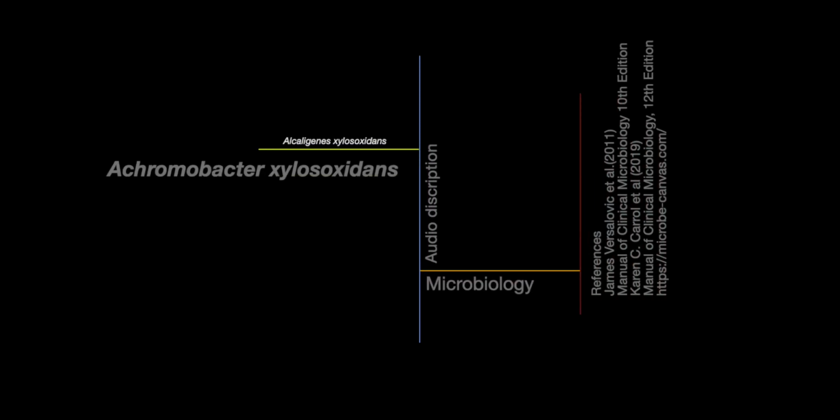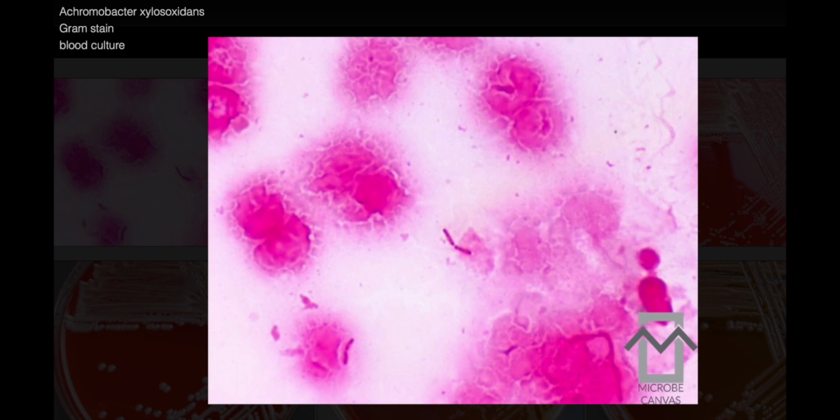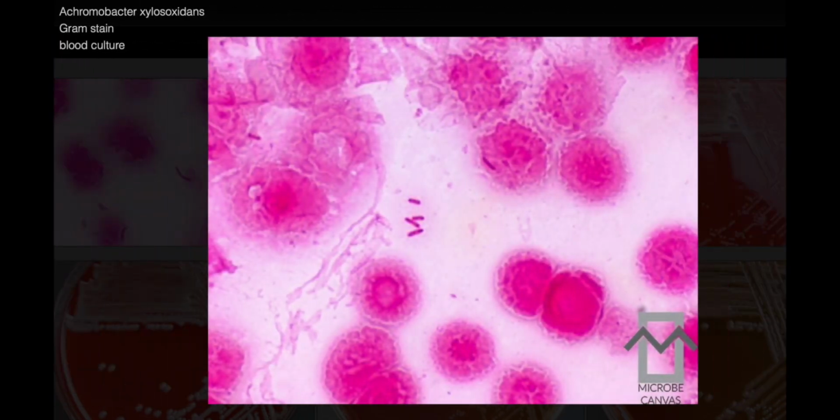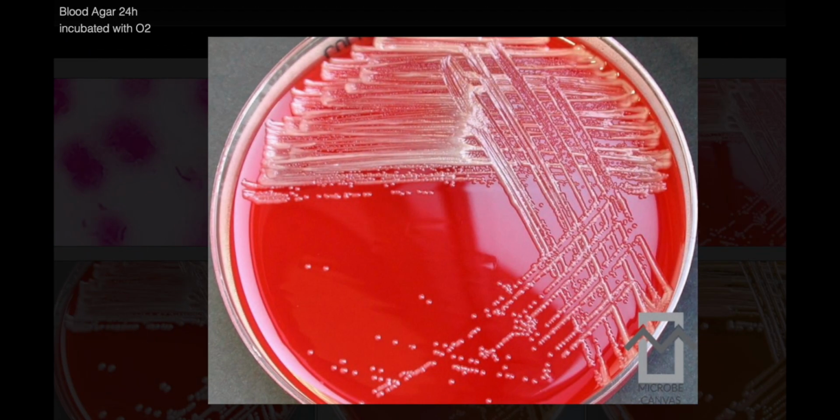Achromobacter xylosoxidans. General information. Taxonomy of Achromobacter xylosoxidans. Family, Alcaligenaceae. Genus, Achromobacter. Formerly, Alcaligenes xylosoxidans. Natural habitat of Achromobacter xylosoxidans. They exist in water environments and can cause healthcare-associated infections and bacteremia in immunocompromised patients with indwelling catheters.